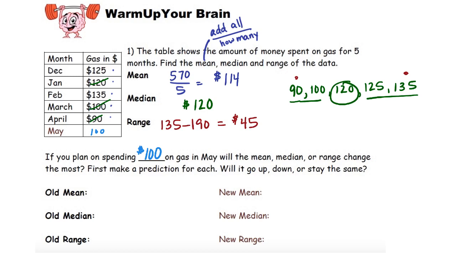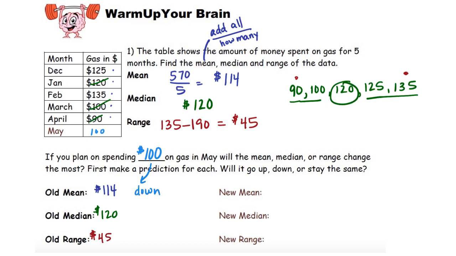Well, our old mean was 114. Our old median was 120. And our old range was 45. So now let's take a peek at what we have. We have an average of 114. If we add in a number that is less than that, what do you think is going to happen to our mean? Hopefully you predicted that an average of 114, when you add 100 in, it will go down.